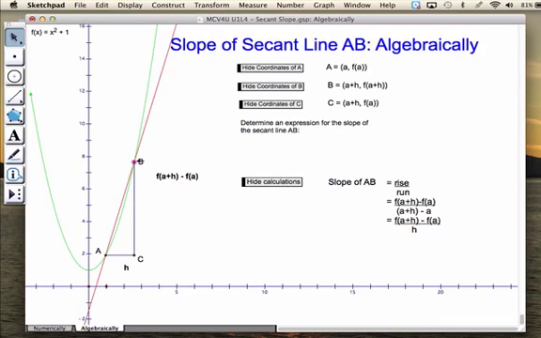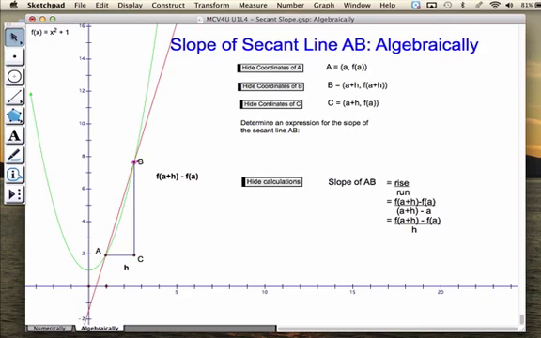Now I can do slope because I have two points. So y from B, or y2, is f at a plus h, y from point 1 or A is f at a, x from point 2 is a plus h, and x from point A is a. I can't really do anything with the top because I'm not going to work with the function until I'm given one. But on the bottom, a plus h minus a equals h.